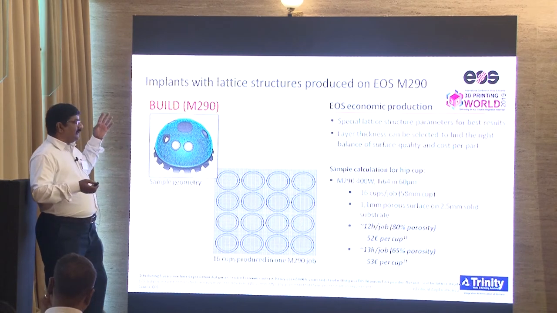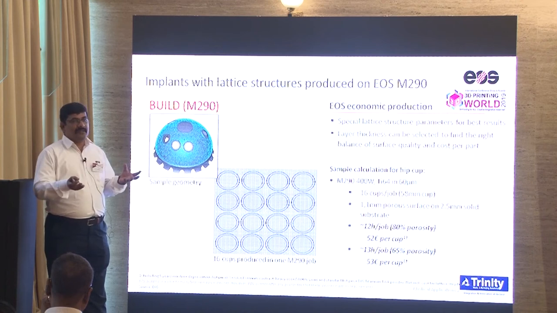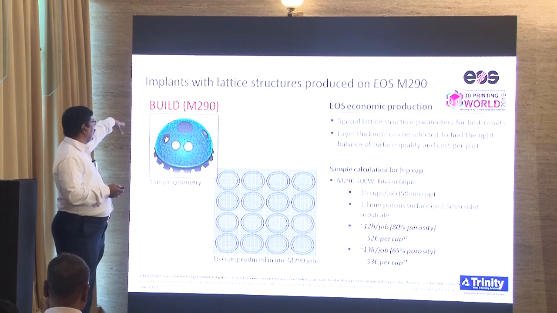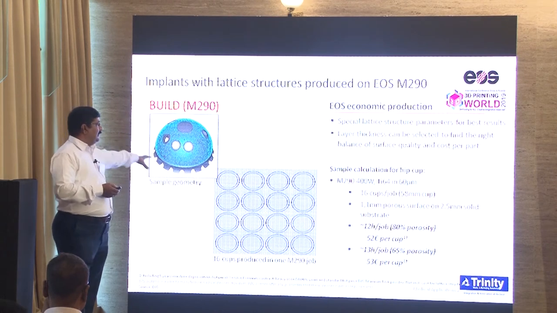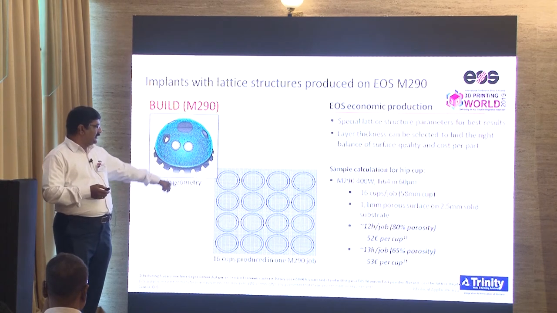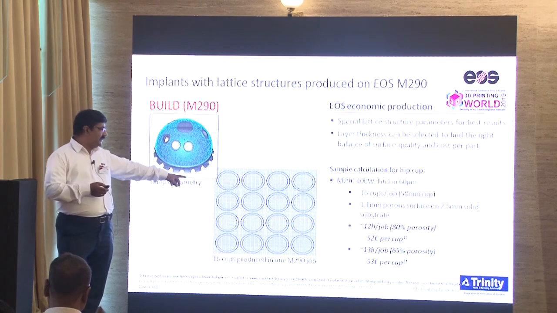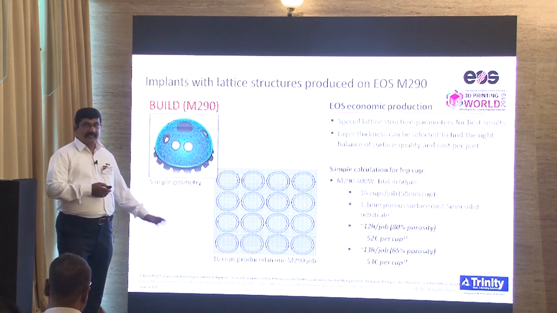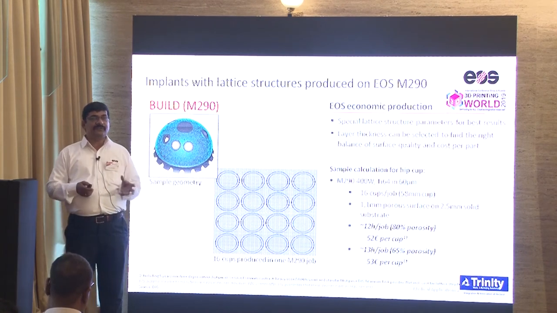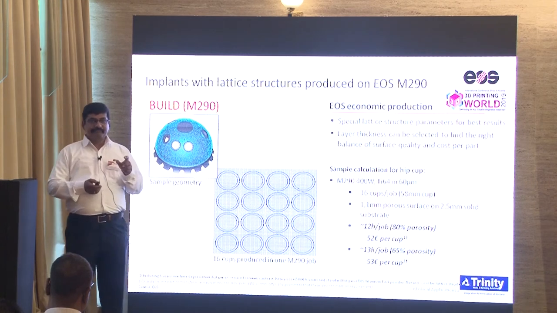This is how the implant cost can be brought down by building multiple parts. Here, this is a smaller machine that we have, the medium one. In that you get about 16 cups arranged like this, and it takes about 12 hours. If you change the porosity, it takes about 13 hours. Each cost would be around 52 to 53 euros for one acetabular cup.